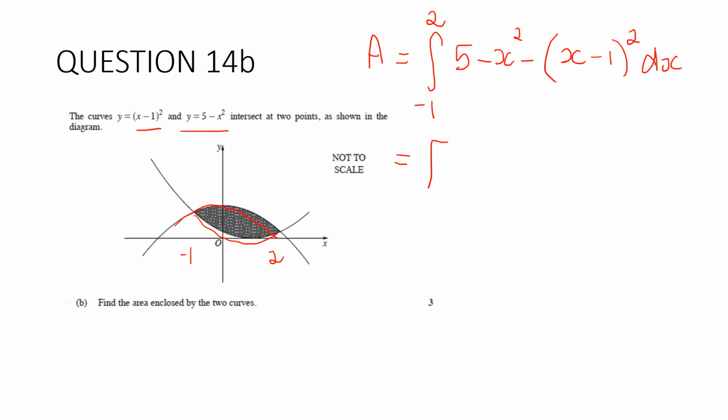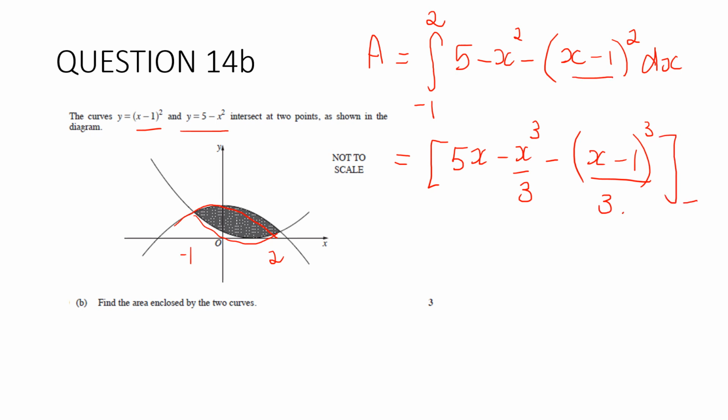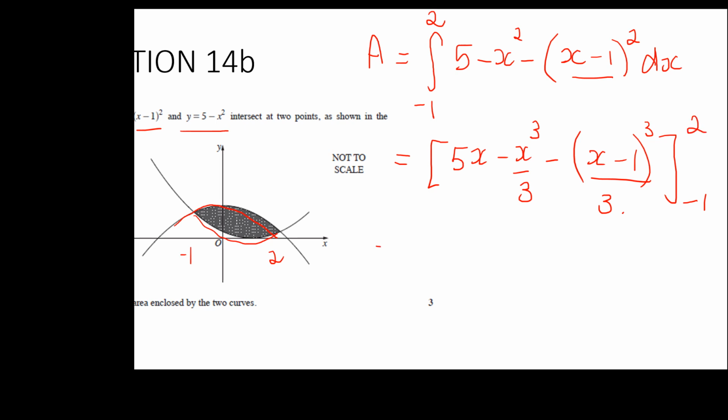So we're going to end up with 5x take away x cubed on 3, take away, here we've got a reverse chain rule, so (x minus 1) all to the power of 3 divided by 3, divided by the derivative of that inside function, which is just 1, between negative 1 and 2. Equals, substitute in, 5 2s are 10, take away 8 on 3, take away 2 take away 1 is 1, 1 cubed is 1, so 1/3.